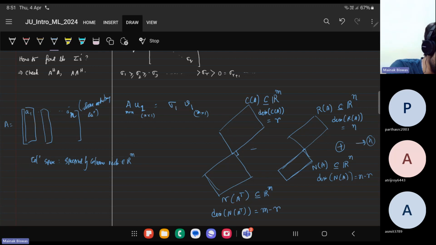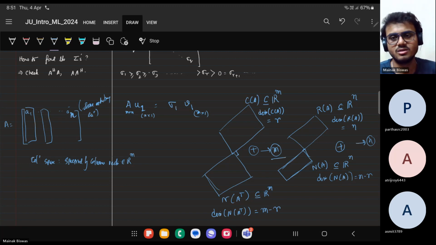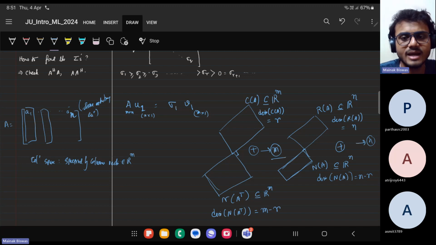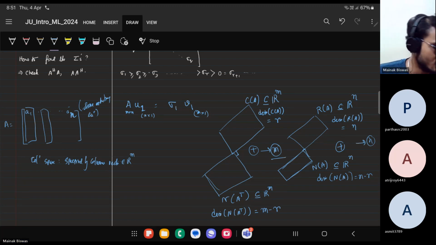Direct sum, first class, first theorem. This should add up to m, because they would span the entire Rm. The null space of A transpose and the column space of A span the entire Rm. Okay. Now, where does U1 belong to?